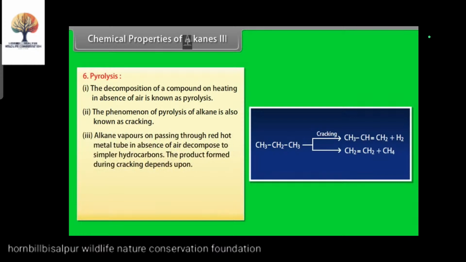Number 3. Alkane vapors, on passing through a red-hot metal tube in the absence of air, decompose to simpler hydrocarbons. The product formed during cracking depends upon: A, nature of the alkane; B, temperature and pressure; C, presence or absence of a catalyst. Here is an example of cracking.